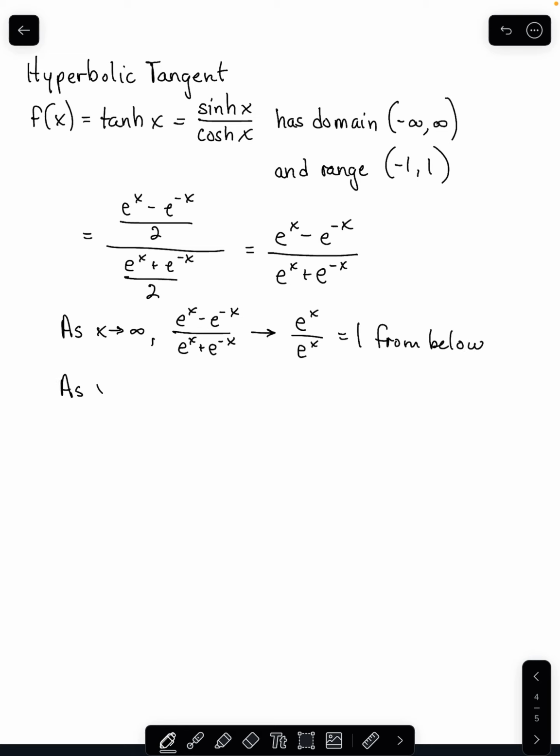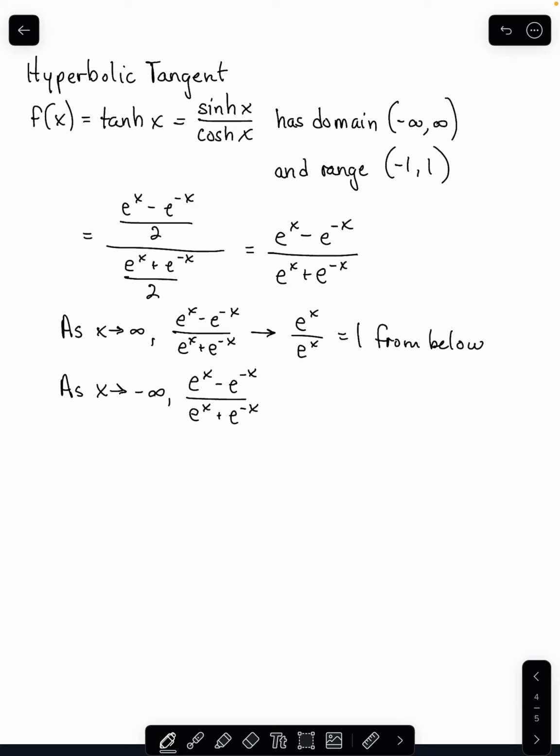Likewise, as x approaches negative infinity, now again, these reverse their roles. So on the left side, e to the negative x is what controls this, and e to the positive x is what drops towards 0.